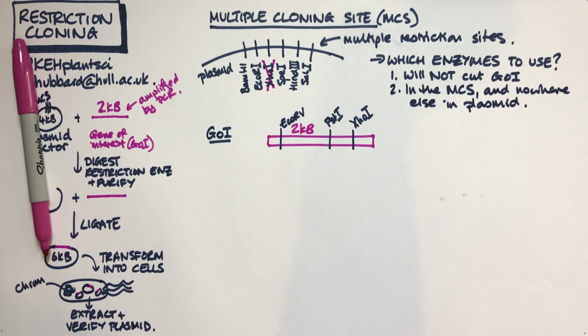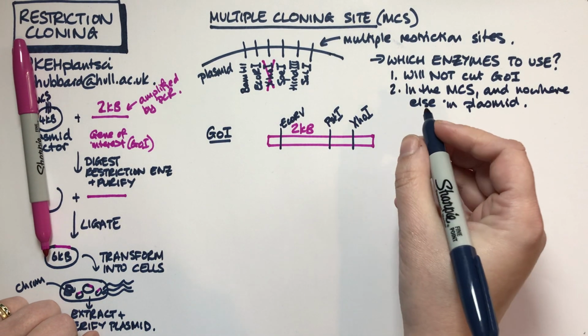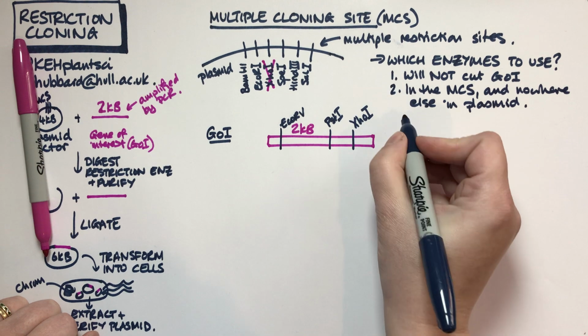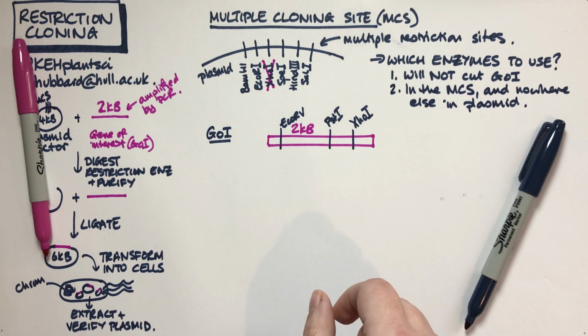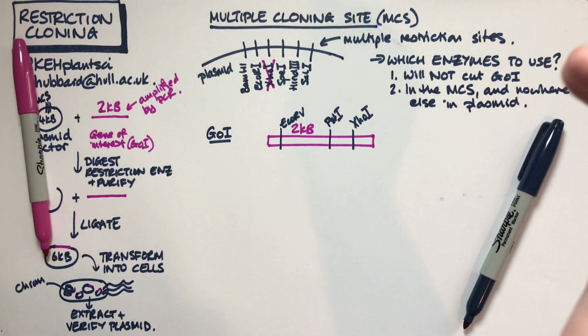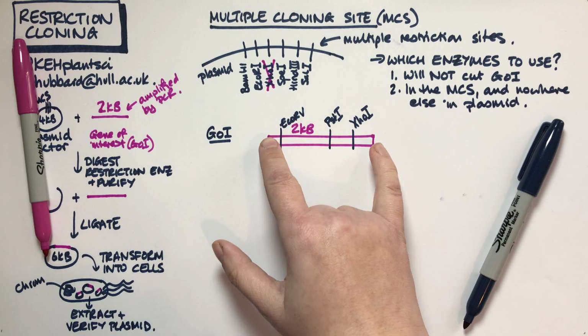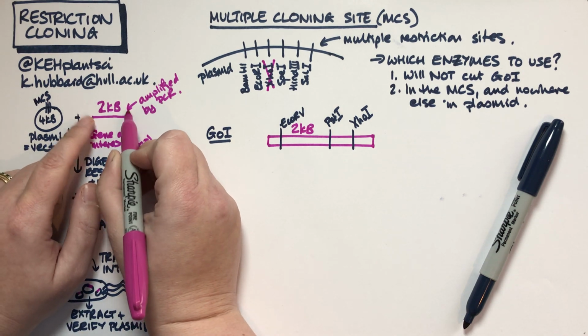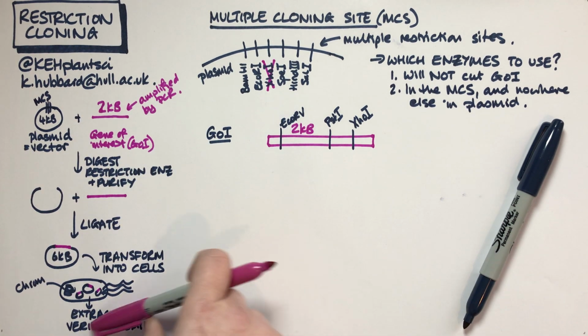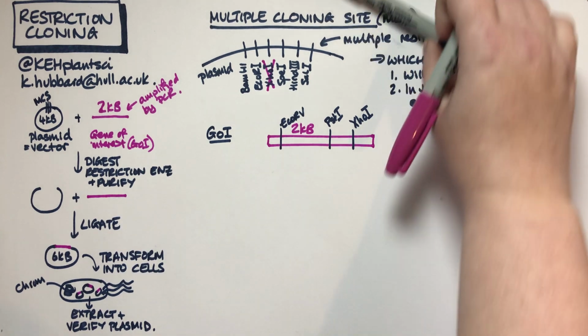Then the next thing that we need to think about is, well, let's think about first how we get the restriction sites onto our gene of interest, because what we want is to have the same restriction sites on the end of our gene of interest. And this is where the PCR step comes in.